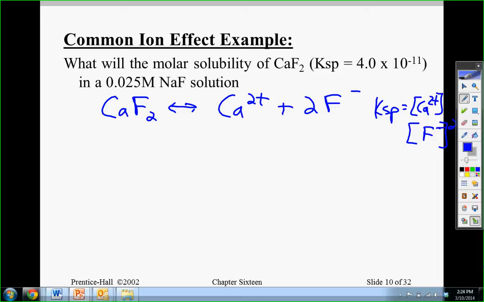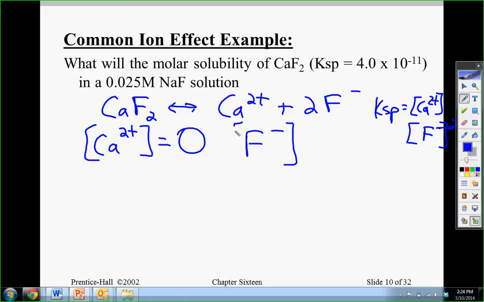All right. So before it dissolves, what do we have? How much Ca2+ do we have before it dissolves? How much calcium do we have before it dissolves? All right, so we have none of that before it dissolves. How much F minus do we have before it dissolves?